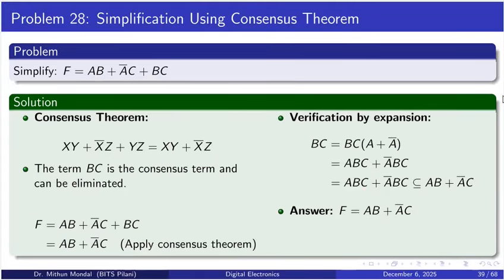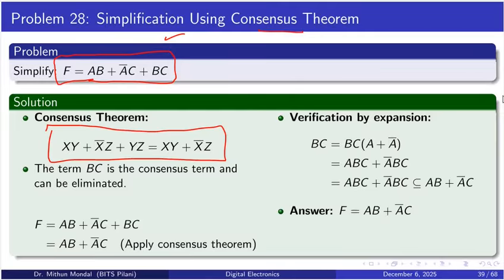Now we will see the consensus theorem and how to do the simplification. So this expression we are going to take and apply the consensus theorem. Before that, let us understand what the consensus theorem is. Here you have 3 variables x, y and z, and if these variables are present in this fashion, xy plus x bar z plus yz, then that gives us xy plus x bar z.